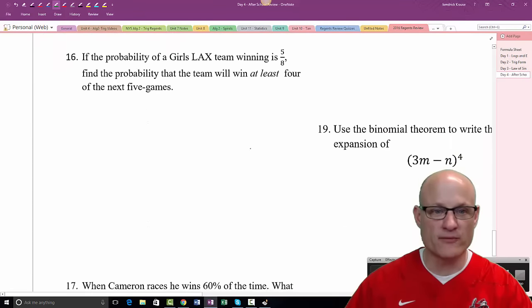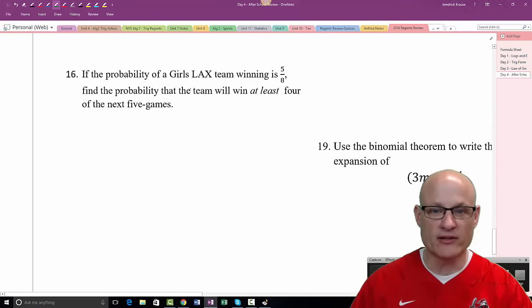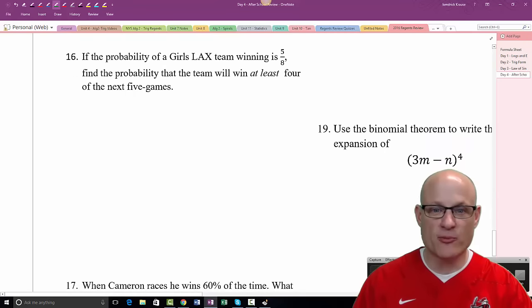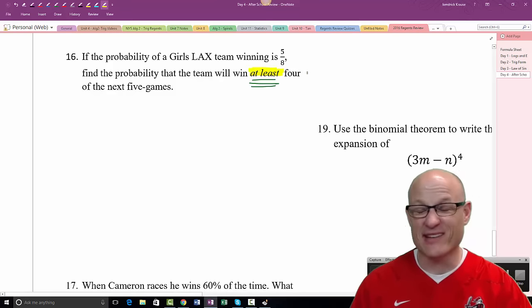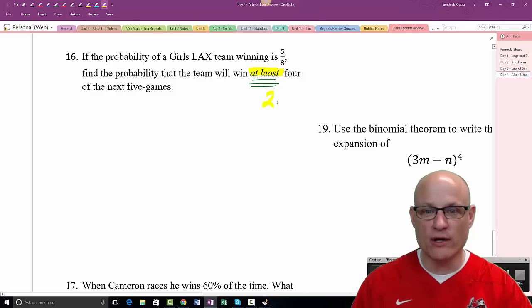This one's going to be a little bit more difficult. If the probability of the girls lacrosse team winning is 5/8, what's the probability? This at least makes it more difficult. Now, everybody thinks at least means less than. At least does not mean less than. Think about the drinking age. How old do you have to be to drink? You have to be at least 21. That means 21 or greater. In this case, it means 4 or greater.